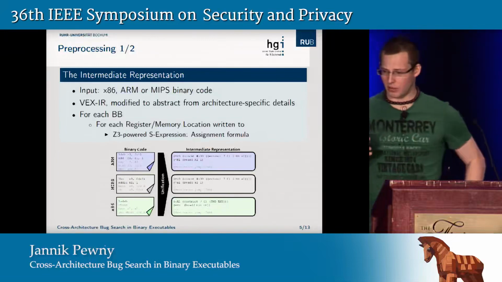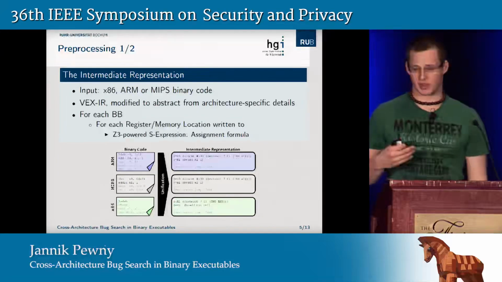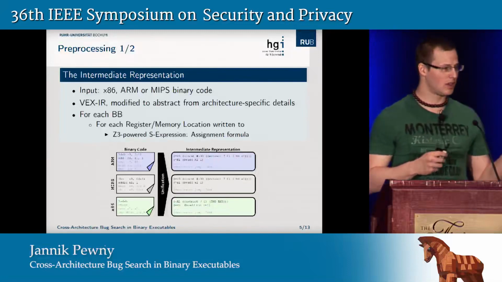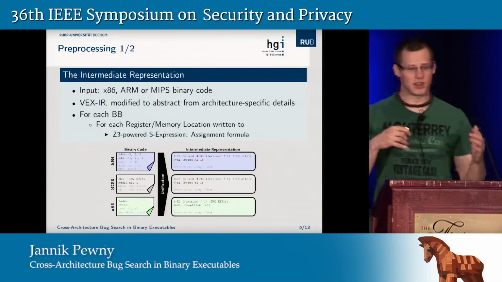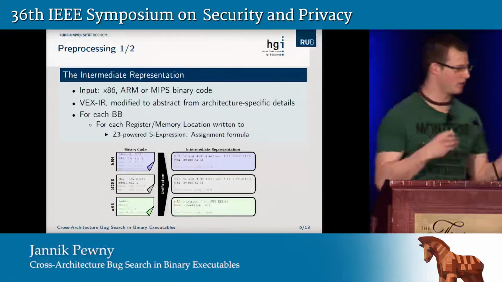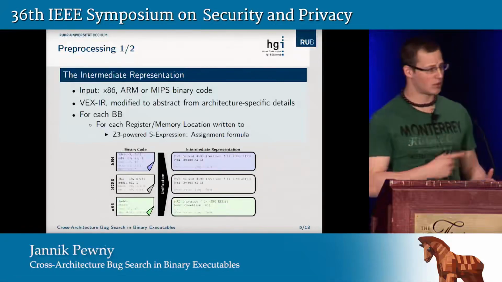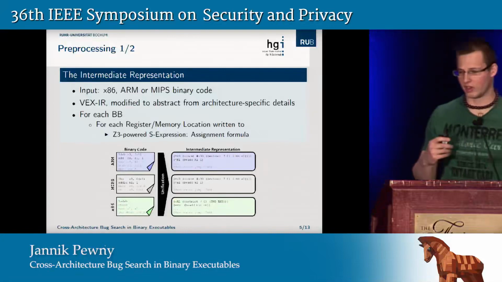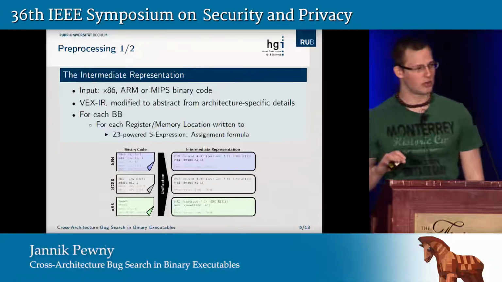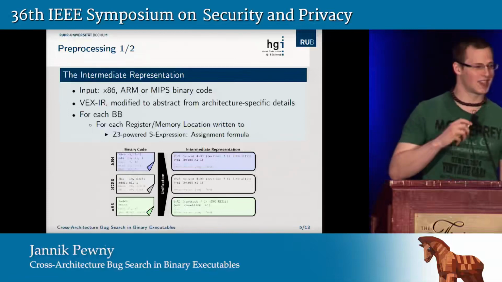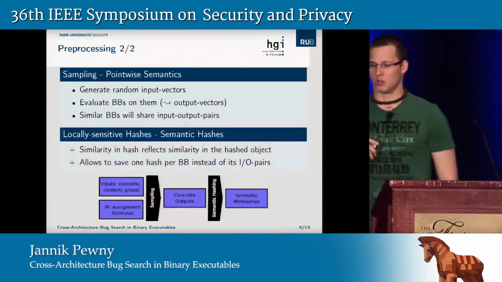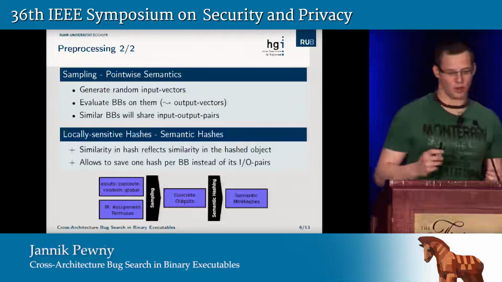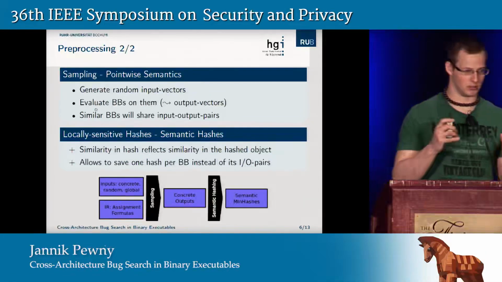So as you can see on the bottom, we start off with some assembly code. In this case, it's just something that reads off a memory location and increments a counter. And you can see that the assembly instructions are different. They differ in the number of registers in there. Actually, x86 only has one instruction for doing both of those tasks. And the intermediate representation already looks kind of similar. But these complex assignment formulas, as we call them, are hard to compare to each other.